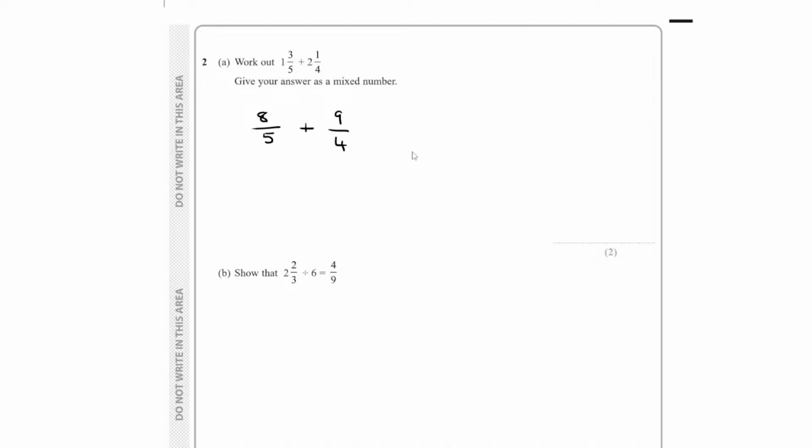Now, obviously, when you're adding and subtracting any fractions, you have to have a common denominator. So the lowest common multiple of 5 and 4 is 20, which in this case means I have to change both fractions. So to go from 5 to 20, I obviously multiply by 4, so I also need to multiply the numerator by 4, which is 32. And then to go from 4 to 20, I need to multiply by 5, so 9 times 5 is 45.